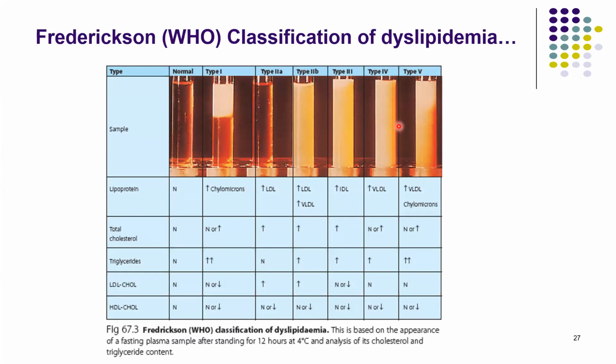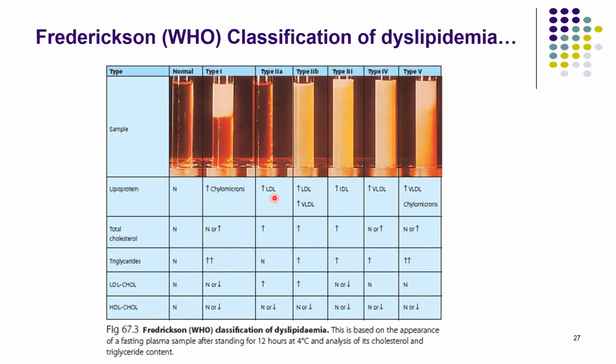If we have the classification according to WHO, you have the normal, type 1, type 2A, 2B, 3, 4, and 5. When we have the normal one, everything is normal. Type 1, what's the difference? Type 1, you have higher total cholesterol, higher triglyceride, so you can see the turbidity here. Because there's very high chylomicron, it means high triglyceride.